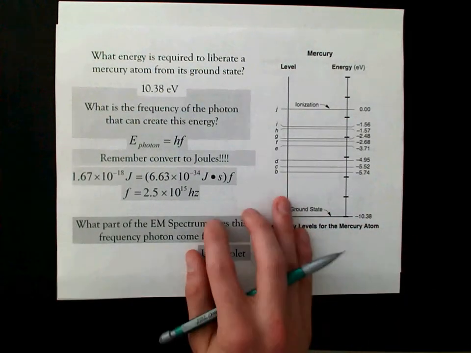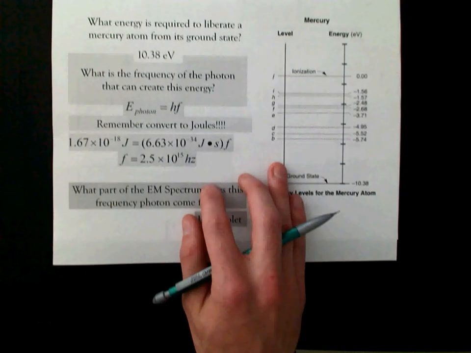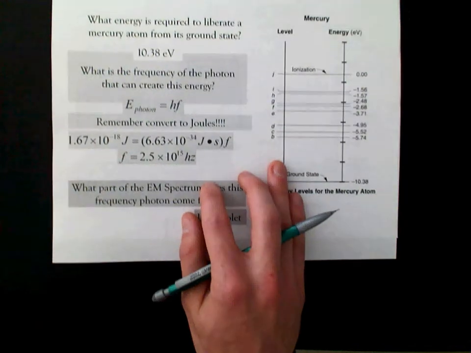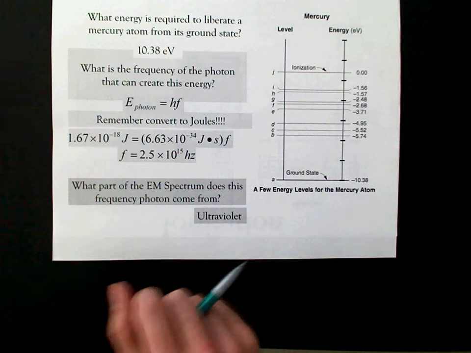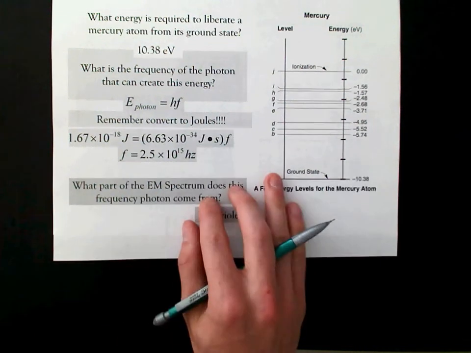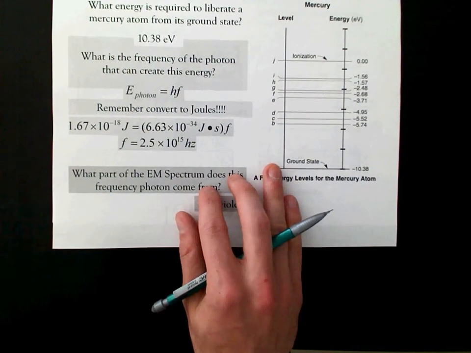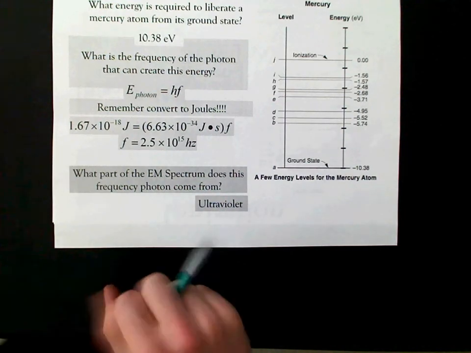Okay, try out this one. What's the energy required to liberate a mercury atom? Okay, so you should have gotten 10.38 electron volts. Well, my next question is, what's the frequency of that?